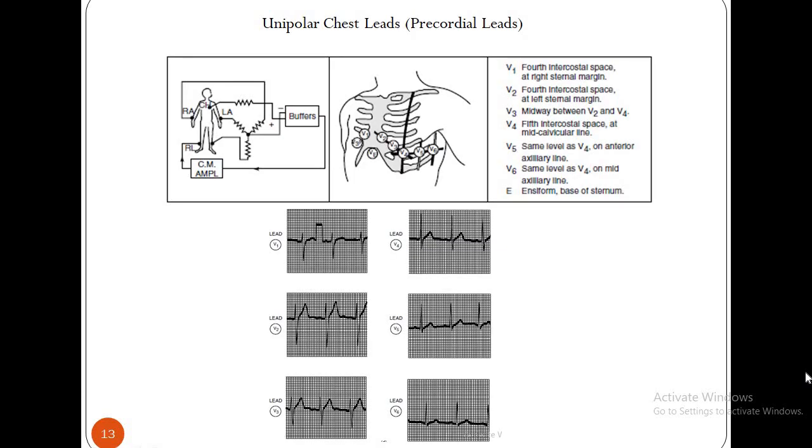The second type of unipolar lead is a precordial lead. It employs an exploring electrode to record the potentials of the heart action on the chest at 6 different positions. These leads are designated by the capital letter V followed by a subscript numeral which represents the position of the electrode on the pericardium.